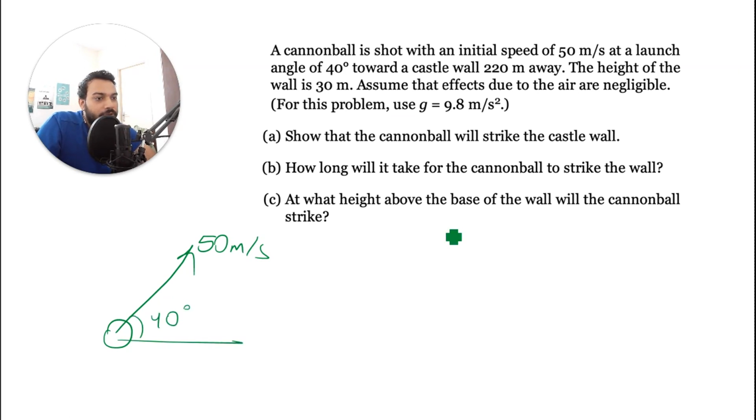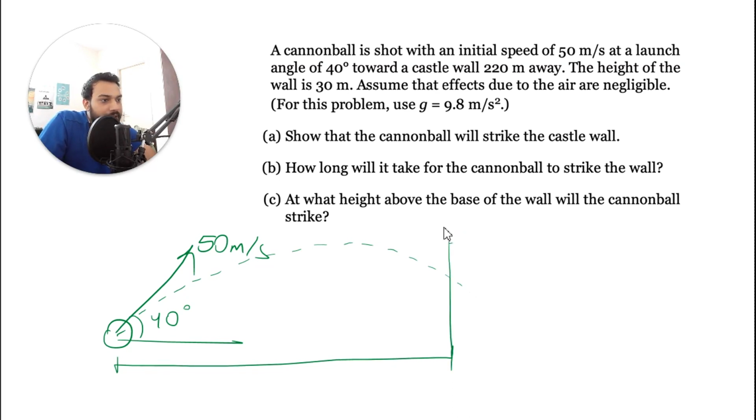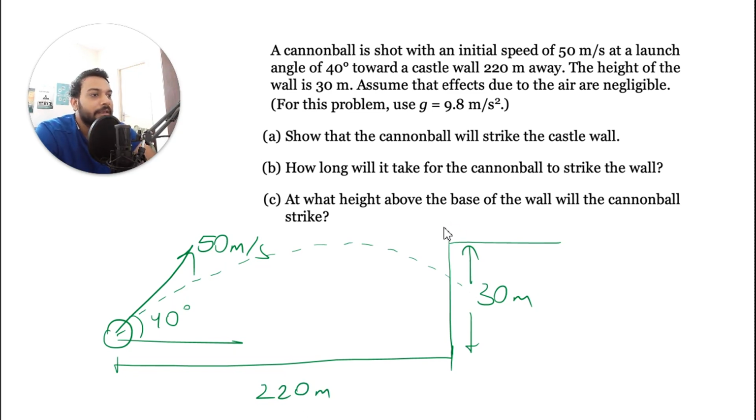Okay, so it's going to follow a projectile motion trajectory, a parabolic one like this, and then at 220 meters from the point where the cannonball is shot, there is a castle wall, which is 30 meters high. This is 30 meters. This is 220 meters. Now we need to prove that the cannonball will strike the castle wall. That is, it does not go above or beyond the castle wall.